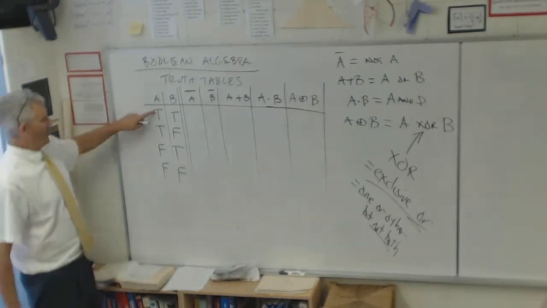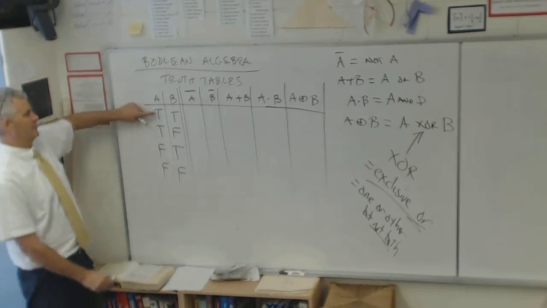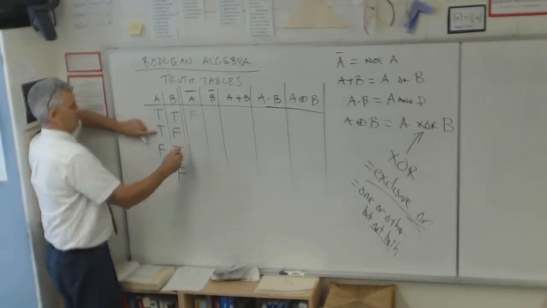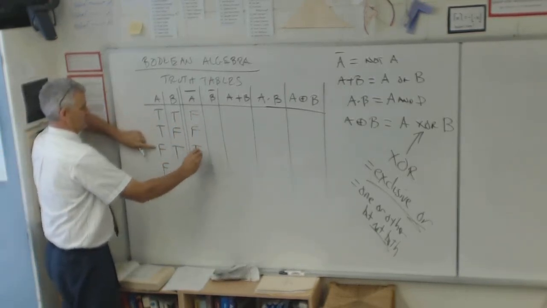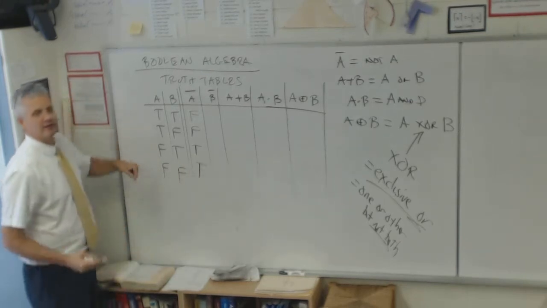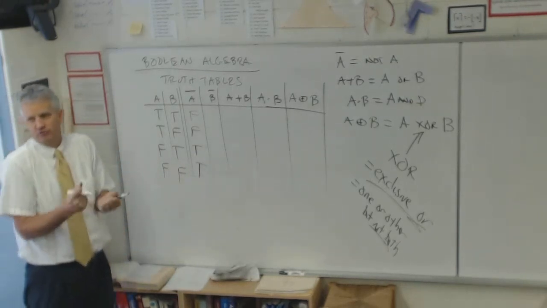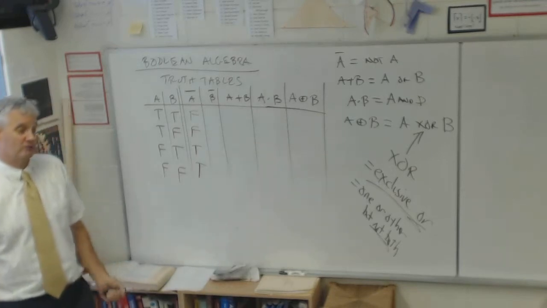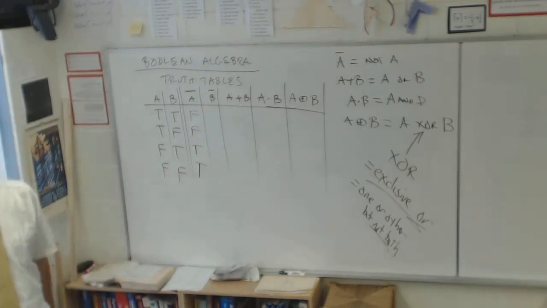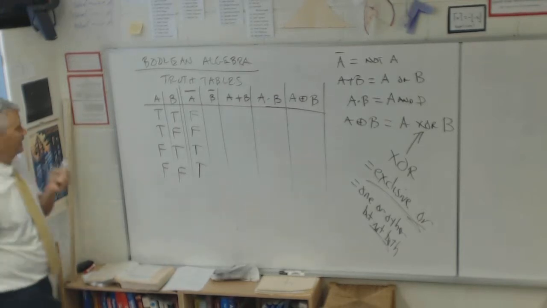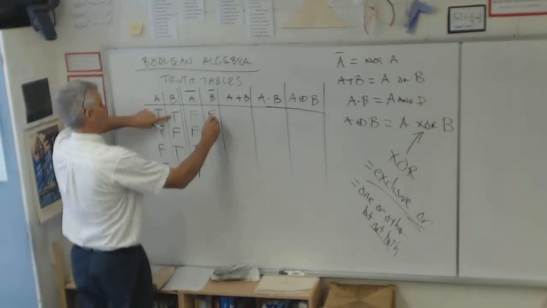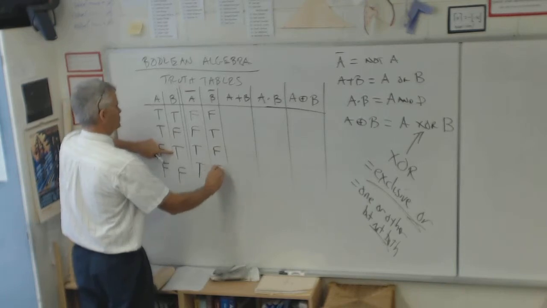So if A goes true, true, false, false, then not true is false. Not true is false. Not false is true. Not false is true. The not of a true is false, and not of a false is true. If something's not false, it's true. If something's not true, it's false. When you not something, it changes the value. Not B, the way I wrote this, would be false, true, false, true.